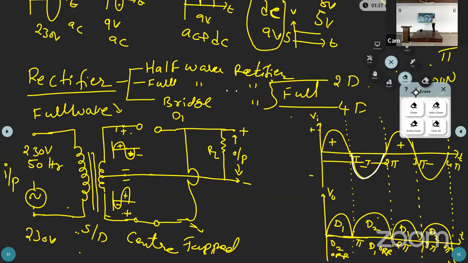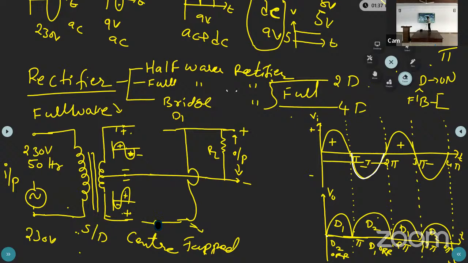Note down this. Yes, note down the circuit diagram of the full wave rectifier. Everyone, make it fast.